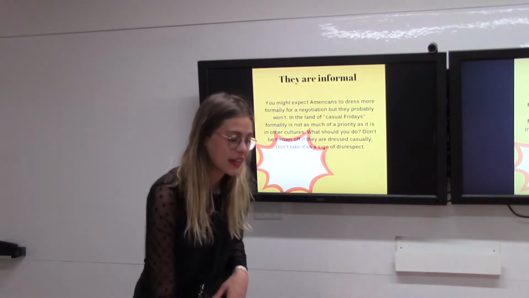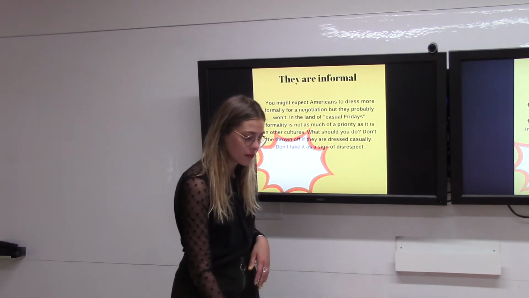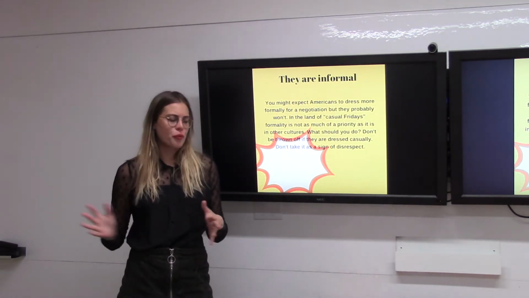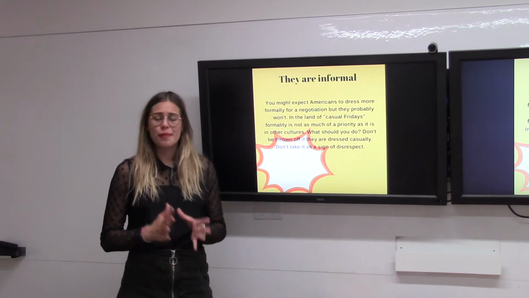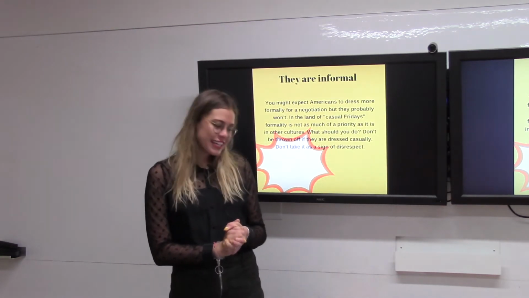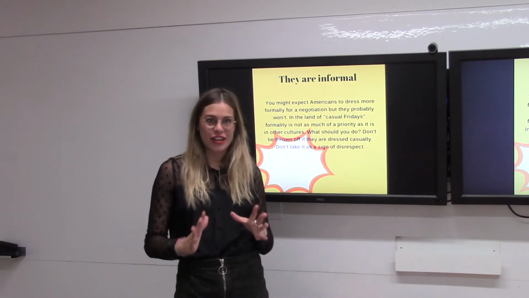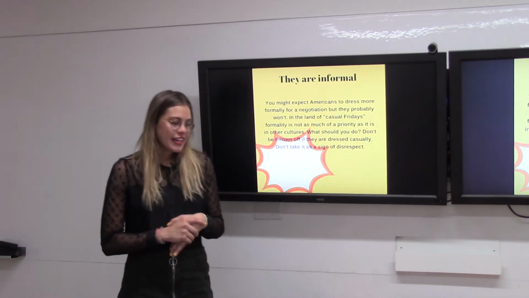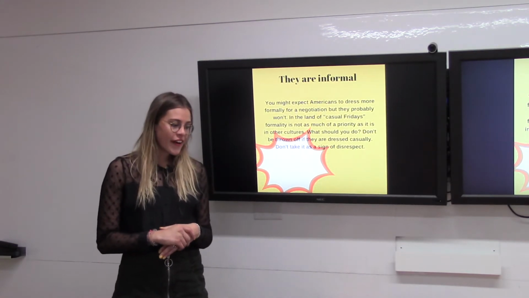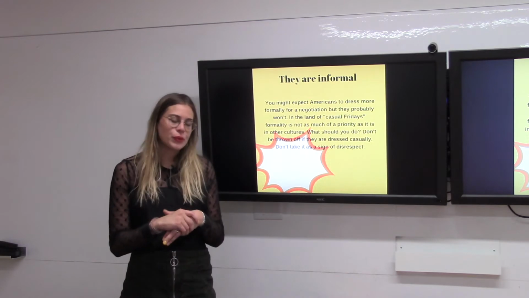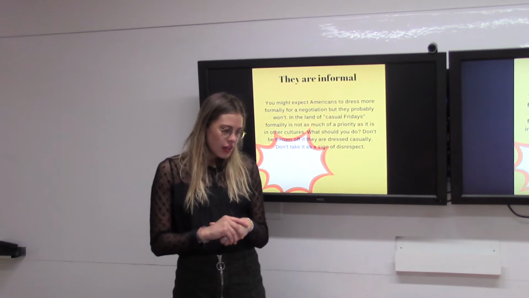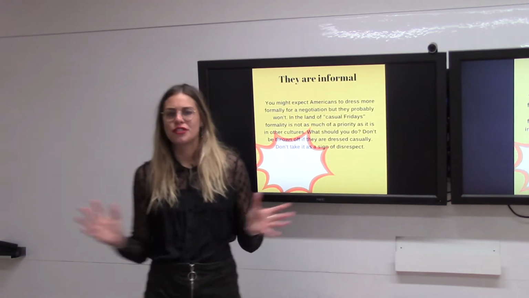The third point is they are informal. You might expect Americans to dress more formally for a negotiation, but they probably won't. In the land of casual Fridays, formality is not as much of a priority as in other cultures, like France, for example, or the UK. What should you do? Don't be thrown off if they are dressed casually. Don't take it as a sign of disrespect.